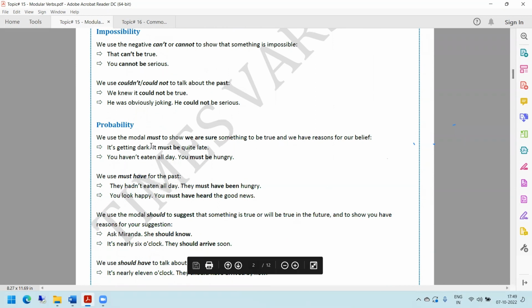Then probability is there. We use the modal must as a modal verb to show we are sure something is true and we have reasons for our belief. Like, it's getting dark, it must be quite late. So here it is expressing probability. You have not eaten all day, you must be hungry.